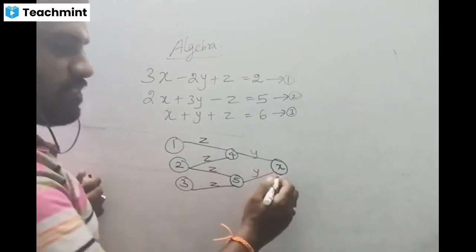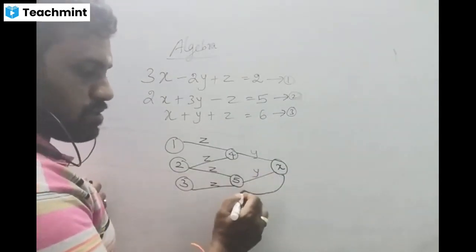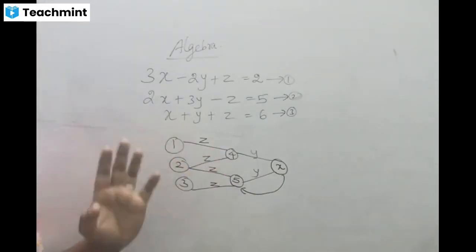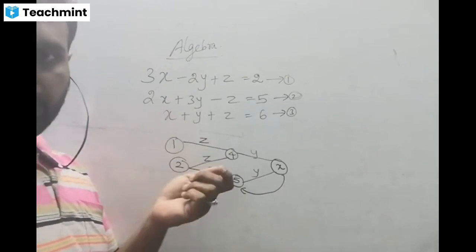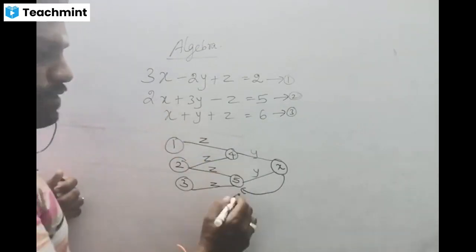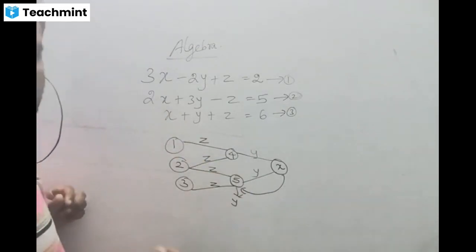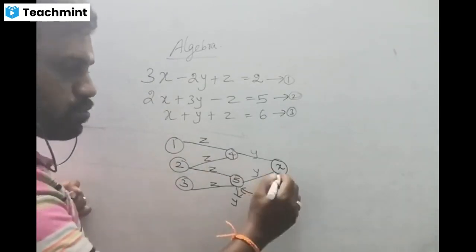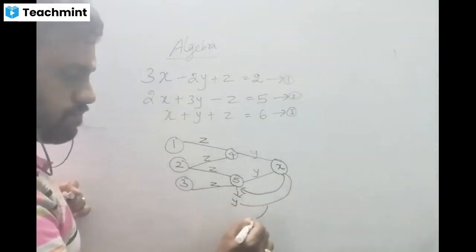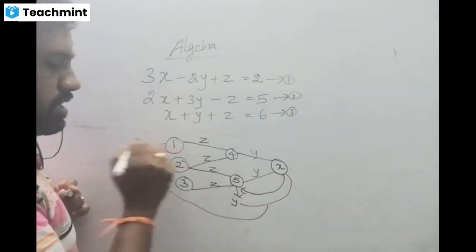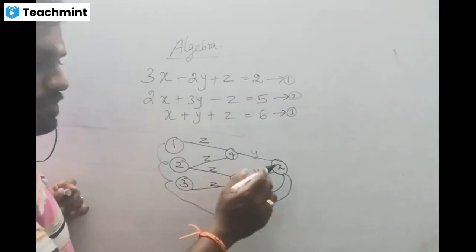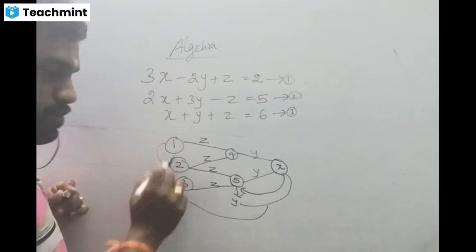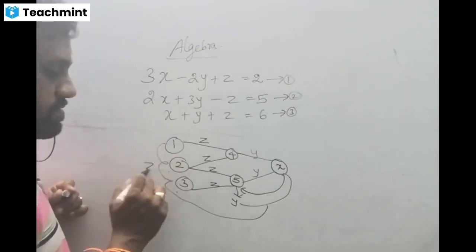Once I get the value of x, I substitute it into either equation 4 or 5, whichever we want, and then we get the value of y. Once we get both x and y values, we substitute these two values into any one of the equations 1, 2, or 3, whichever you want, and you can get the value of z.